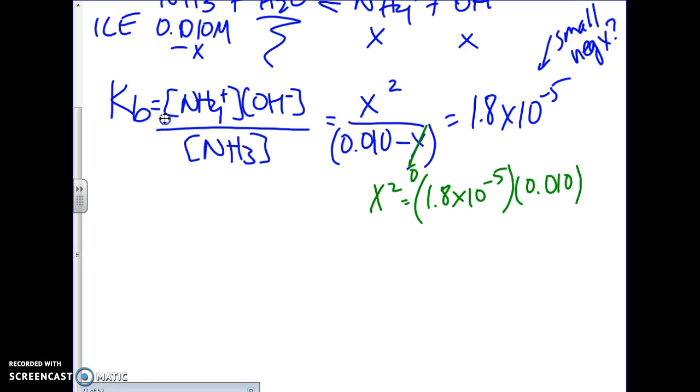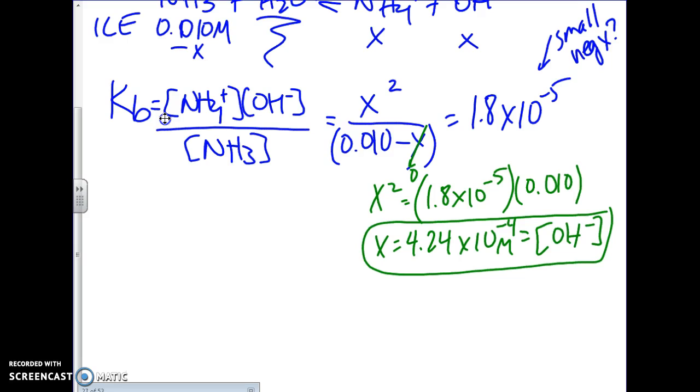Solving for x gives us 4.24 times 10 to the negative 4th molar, and that x represents our hydroxide if you look back in your table. So whenever you check this value, it does make sense to neglect. When you take the x and divide it by 0.01 molar, times 100, you get 4.24% ionization, which is less than 5%. So it is barely there, but it is negligible.